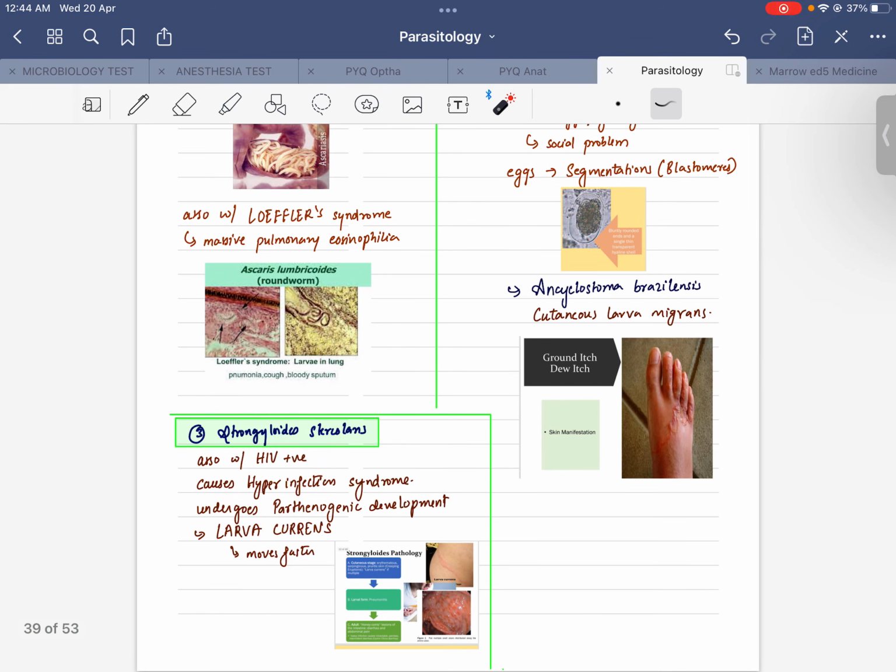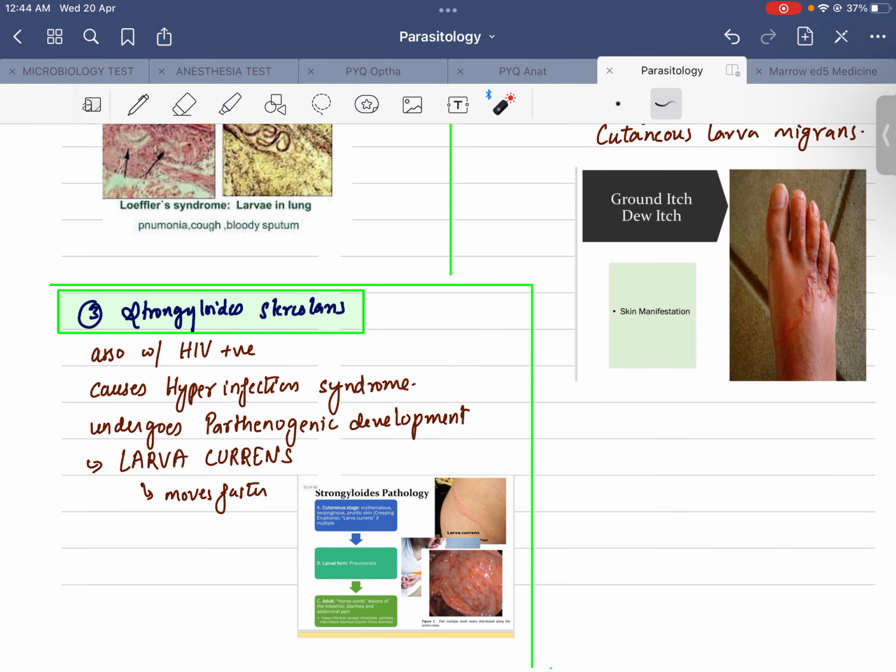Now for Strongyloides, remember it. Like it is a very strong worm. Okay, so it does not need male for its development. It can undergo parthenogenic development. So the female itself can lay eggs without the help of the male. Male is not needed for reproduction. That is parthenogenic development associated with Strongyloides. Now Strongyloides causes hyperinfection syndrome mainly in HIV patients.